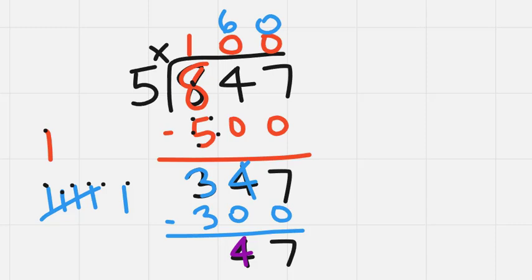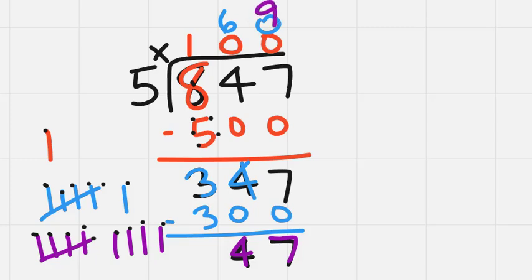4 is less than 5, so we need to look at the number next to it, which is 7. We're going to count by 5 to get as close as we can to 47 without going over. Let's count. 5, 10, 15, 20, 25, 30, 35, 40, 45, 50. 50 is too high, so we'll stop at 45. That's 1, 2, 3, 4, 5, 6, 7, 8, 9. We're going to put that 9 directly above where the 47 is.